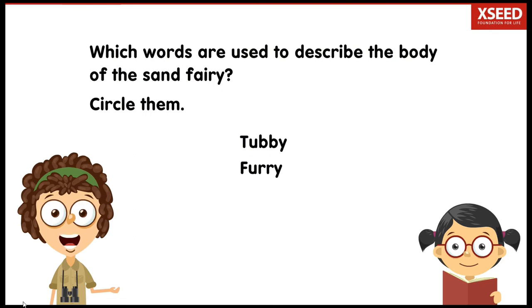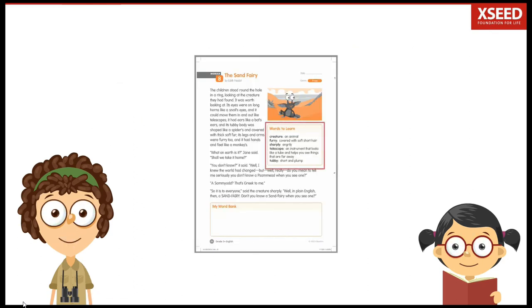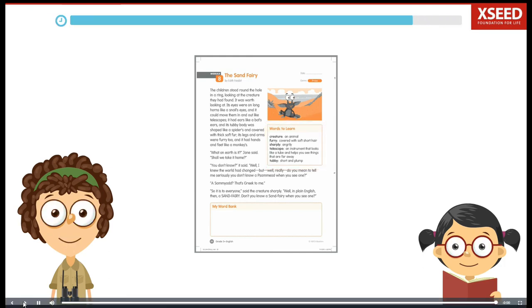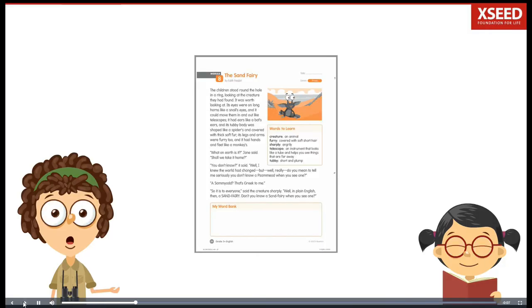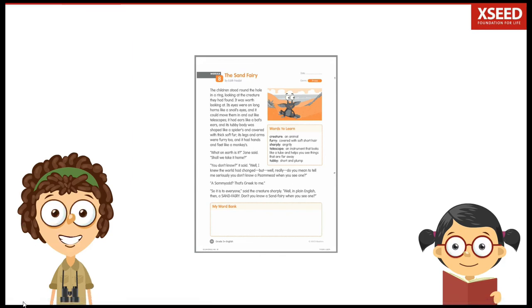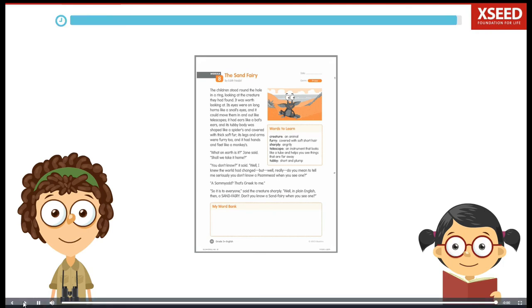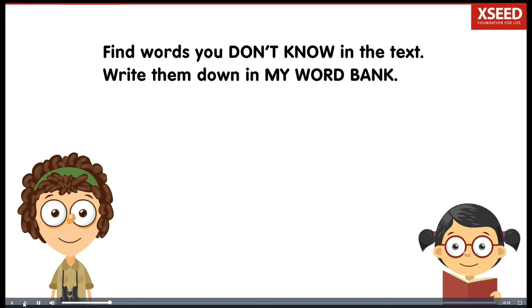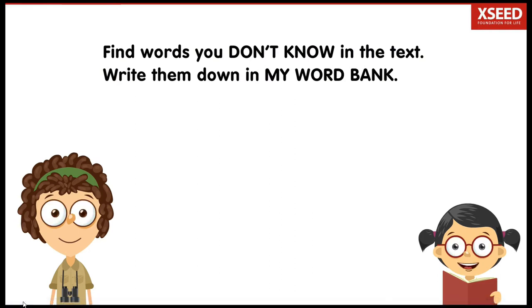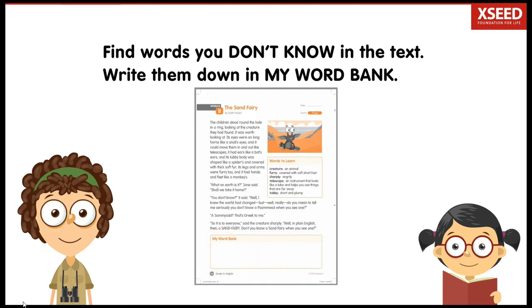Find the meanings of these words in the Words to Learn section of your journal. Now look at the text again and underline any other words you don't know. There were some words I didn't know. I'm going to write them down. Let's write down all the new words from the text in my word bank.